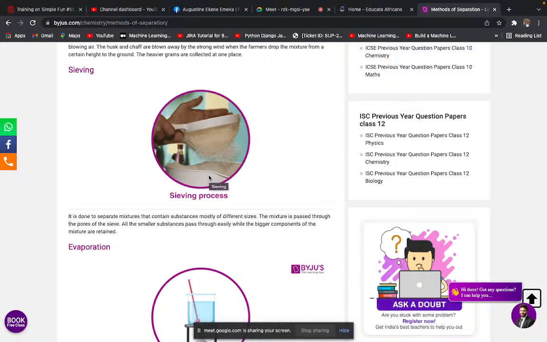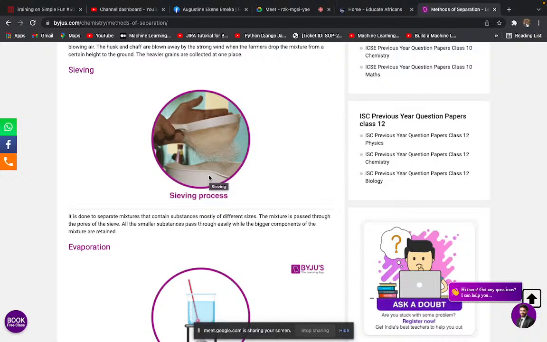Sieving is done to separate mixtures that contain substances mostly of different size. So you use sieving to separate substances of different size. The mixture is passed through the pores of a sieve. Then all smaller substances pass through it easily, while the bigger ones don't pass. A typical example of sieving is when you're processing your gari. At some point you have to sieve.